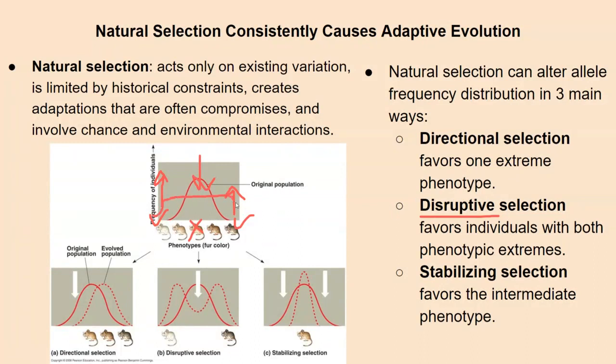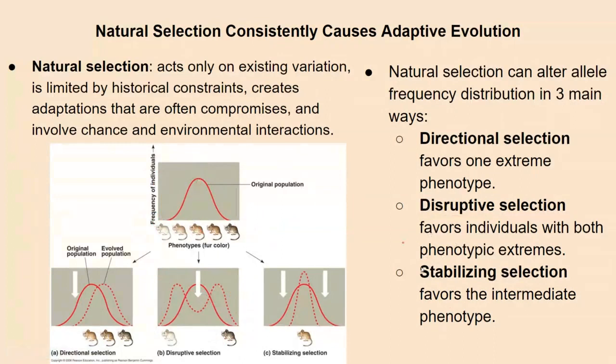So at first we see a flattening of the curve, where we see less in the middle and more on the ends, but eventually this will turn into a bimodal curve or a two-part curve, and these curves can move further and further apart, leading to a speciation event if sexual isolation occurs.